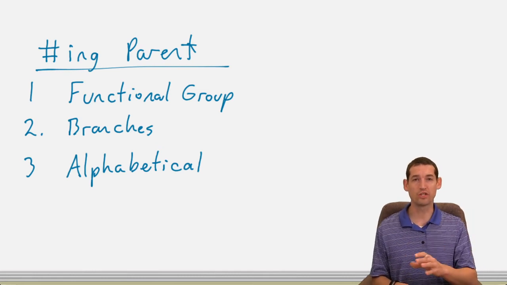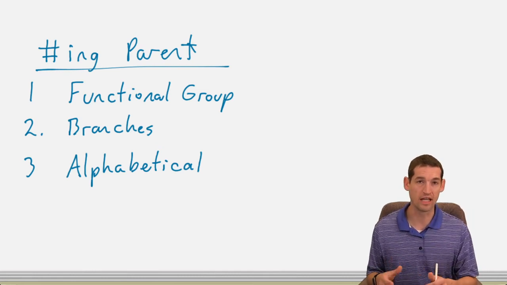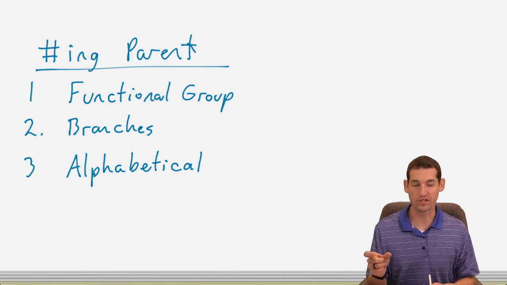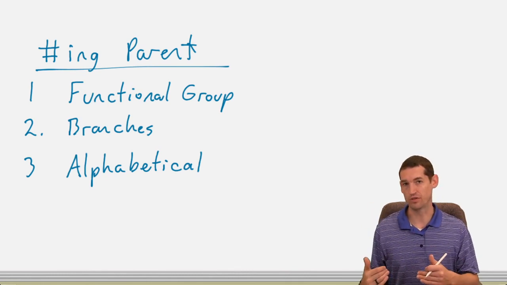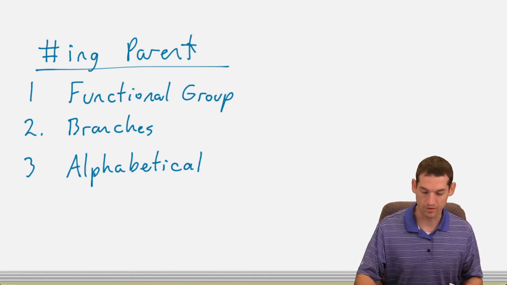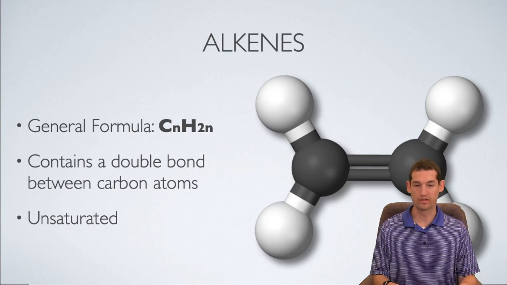But we really only use that as a very, very last resort. If functional group didn't help me, if branch number didn't help me, then I would use that alphabetical. All right. So that is how to number the parents.